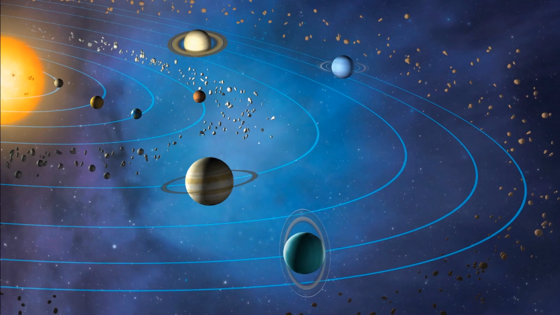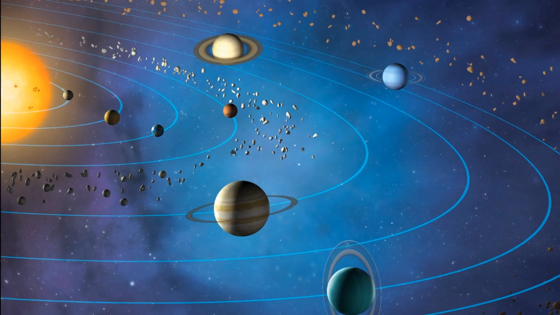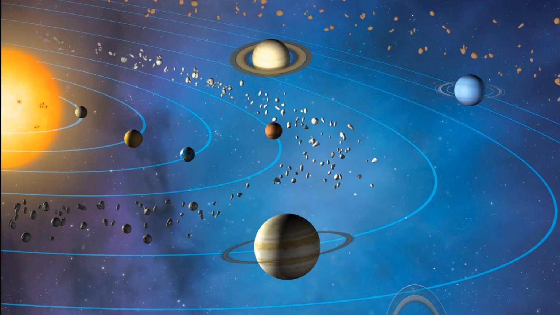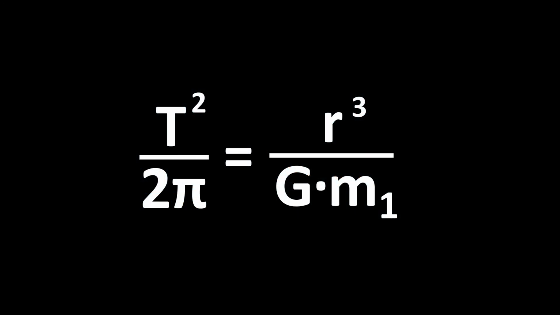Alright, time for some maths. The orbital period of a small body, like a planet, on a circular orbit around a large body, like the Sun, can be calculated with this equation, where t is the orbital period, r is the radius of the smaller body's circular orbit, g is the gravitational constant, and m1 is the mass of the large body.